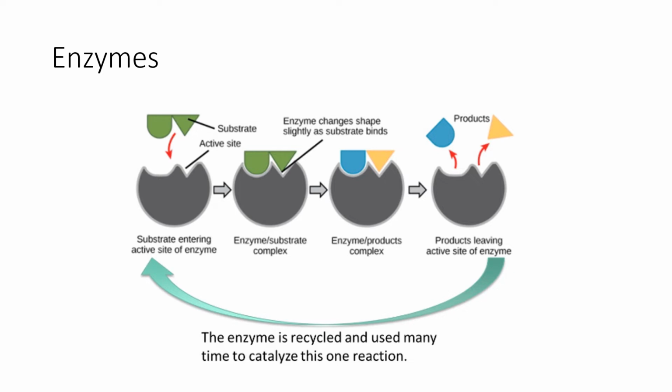This is just an example of an enzyme. The enzyme is the dark gray blob here. It has an active site. Here's a substrate coming in. So the substrate comes in, and the enzyme is going to kind of hug it and form this enzyme-substrate complex.